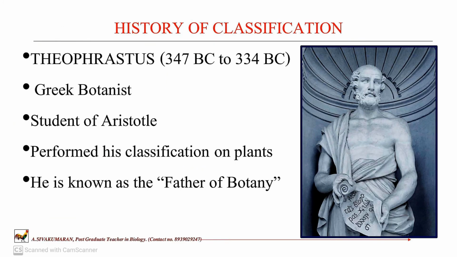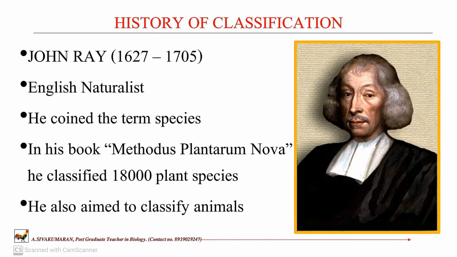After Aristotle, it is Theophrastus. He is a Greek botanist. He is a student of Aristotle. He performed a classification on plants, so he is called father of botany. Next is John Ray. He is an English naturalist.